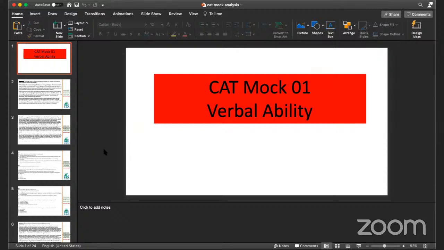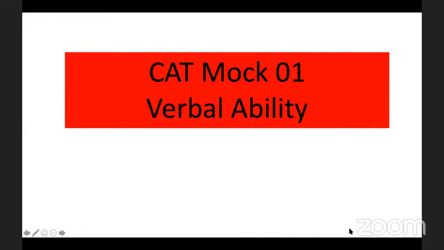So before starting the mock, I'm first going to discuss your strategies for solving different types of questions. There might be around 2 to 3 strategies for every single thing, and which one is appropriate for you is something you have to decide, because one strategy might work for some students and a different one for others. Let's take an example. First, start with RC, because there are 4 RCs covering around 20 questions. So let's talk about RC first. Whenever I talk about RC, I come across 2 types of students.